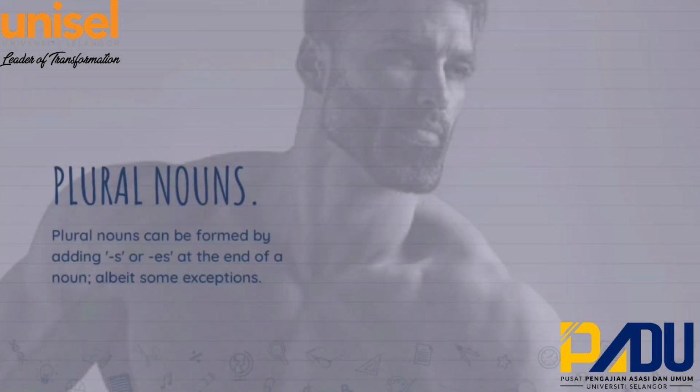Oh, and the next one is plural nouns. I'm sorry for my pronunciation. Plural nouns can be formed by adding s or es at the end of a noun. And there are some exceptions, I guess. So for example, if you want to turn cat into a plural noun which represents a lot of cats, you just add s to the end of the word. So for example, cats, dogs, humans. That is a plural noun.